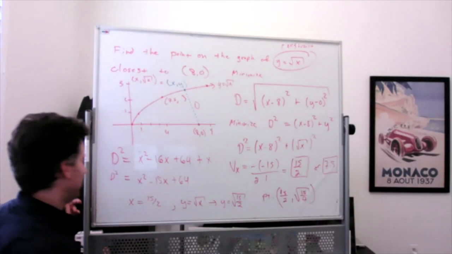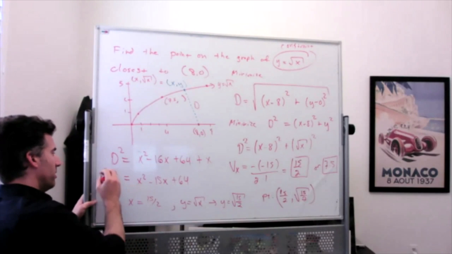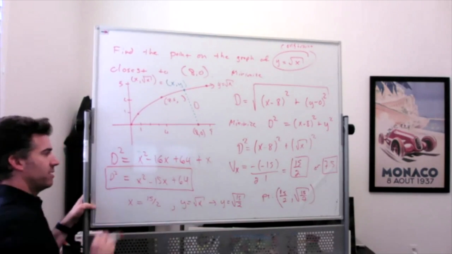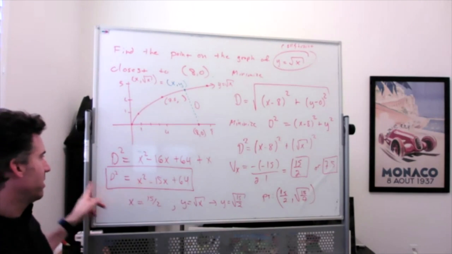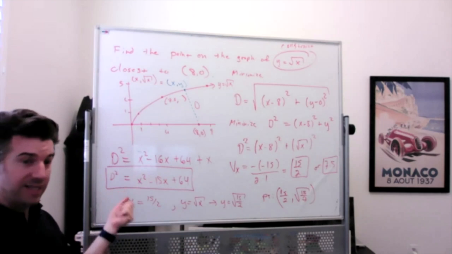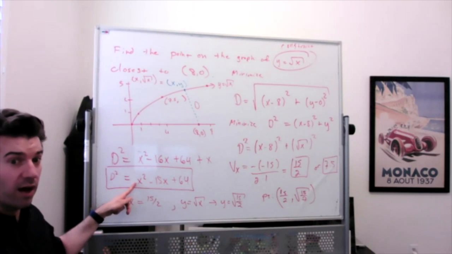And again, that's because we found the point that minimizes this value here, right? If x is 15 halves, this parabola is going to be at its vertex. And since it's an upward opening parabola, it's going to be minimized.